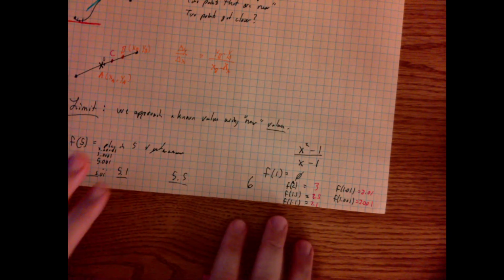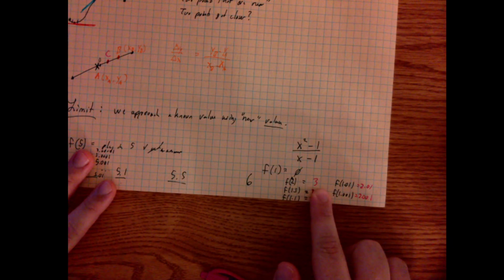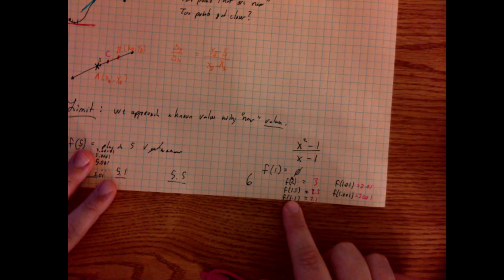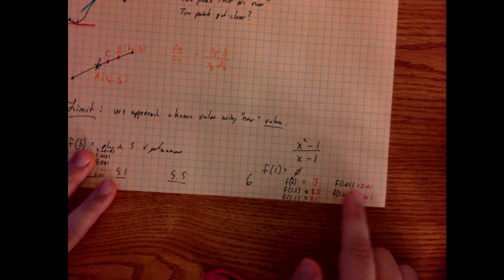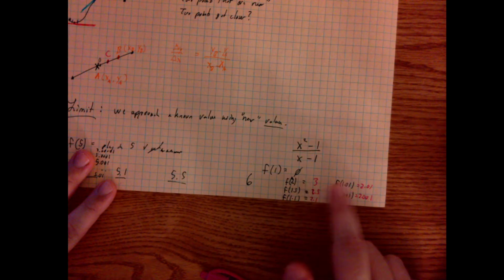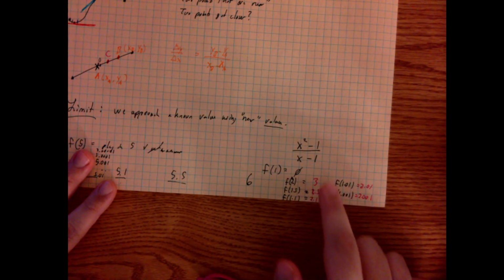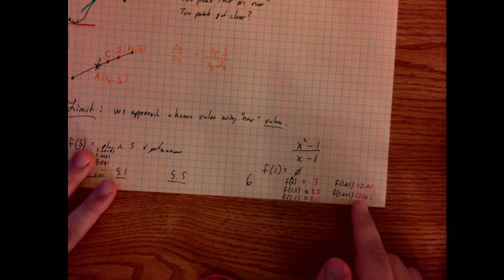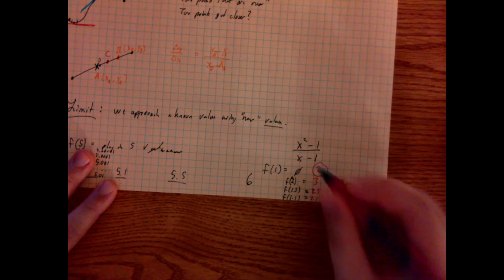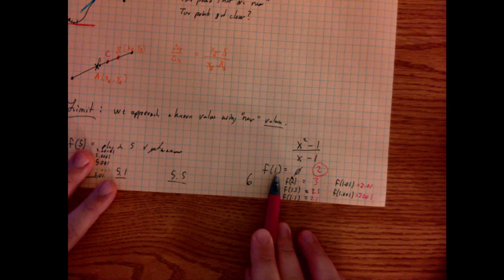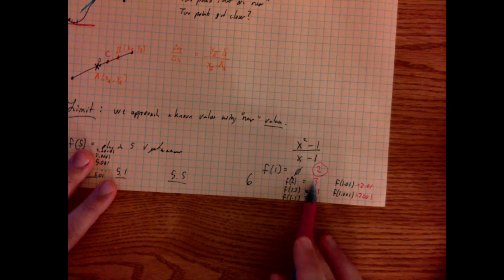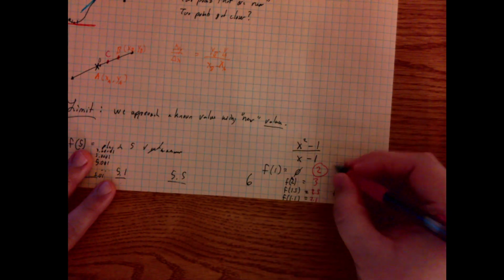Okay, let's take a look. Notice how when we typed in these values, at 2 we get a value of 3, at 1.5 we get a value of 2.5, at 1.1 we get a value of 2.1, 1.01, 2.01, 1.001, 2.001. So as we got closer and closer to a value of 1, look at what happened to our numbers. 3, 2.5, 2.1, 2.01, 2.001. Notice we are getting very close to a value of 2. As we get closer and closer to 1 that we're plugging in, our output is getting closer and closer to a value of 2. And it turns out this is the limit.